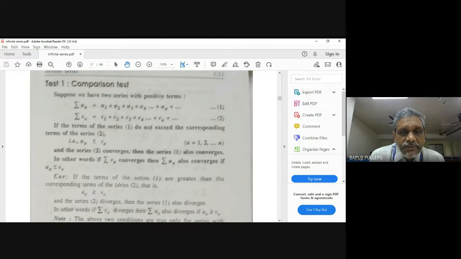U1 and V1 are corresponding terms. U2 and V2 are corresponding terms. U3, V3 corresponding terms. U4, V4. That is, Un is less than or equal to Vn. Then U1 is less than or equal to V1. U2 is less than or equal to V2. U3 is less than or equal to V3. So two series, if you are given. Correct or not?